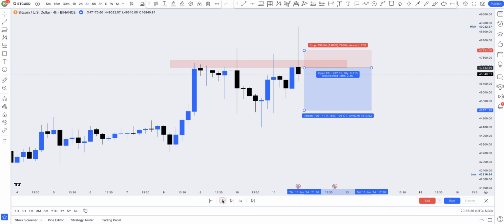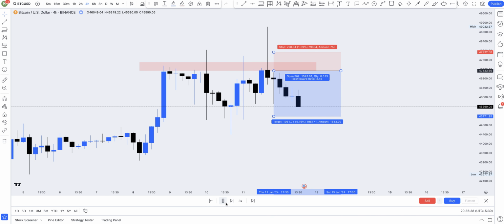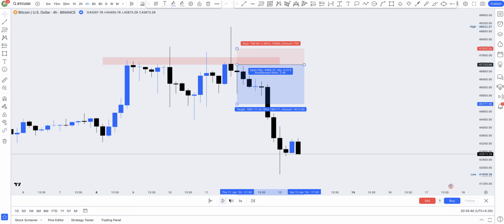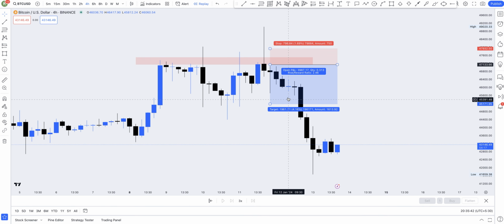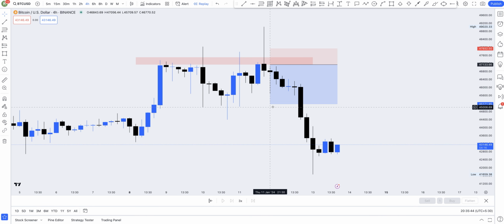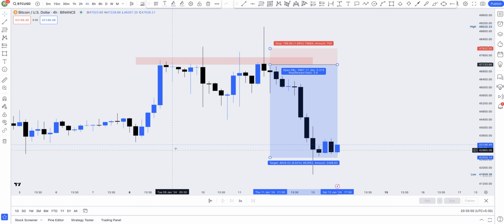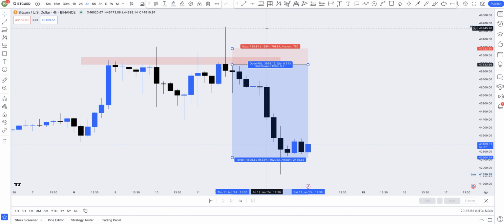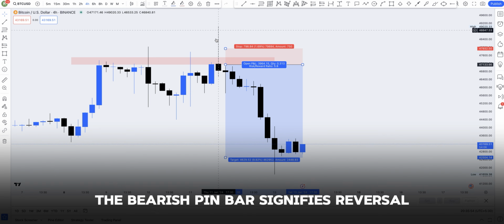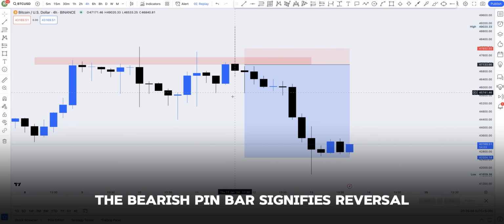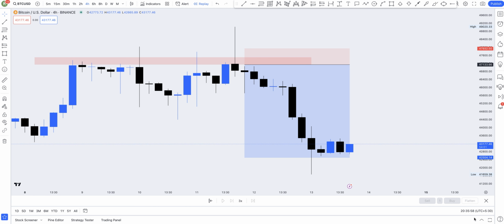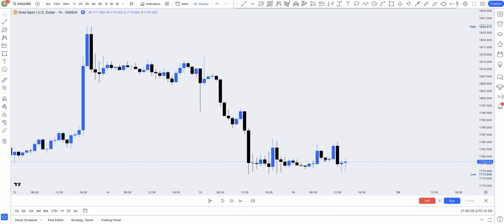So look at what happened here. You can see that price has moved nicely into our take profit. Like I said, I can take my take profit here, I can take my second take profit here. So you can see that price has moved nicely in our direction. Like I said, the bearish pin bar signifies reversal. That is why we had price reversing to the downside. Let's look at another example.